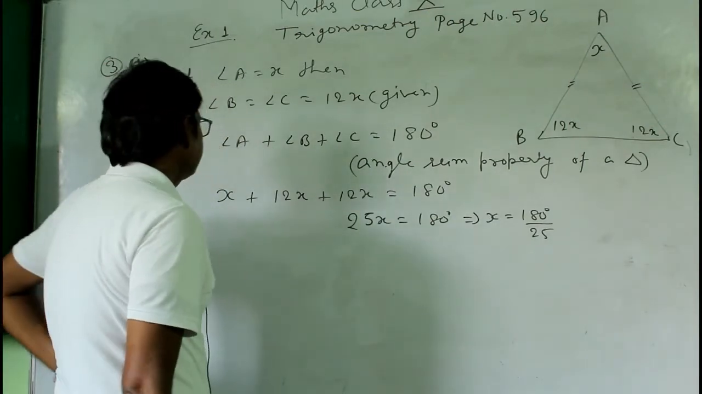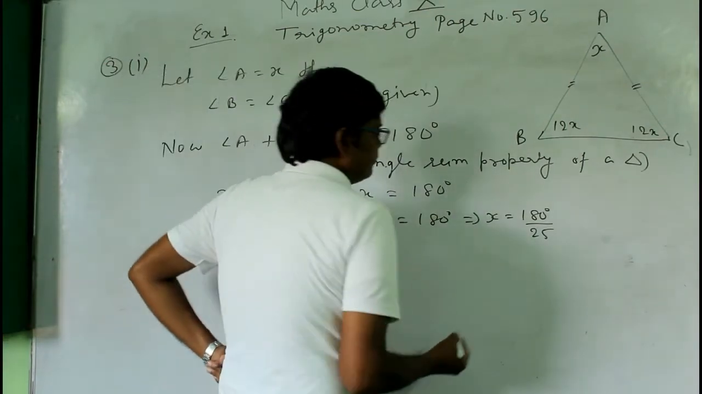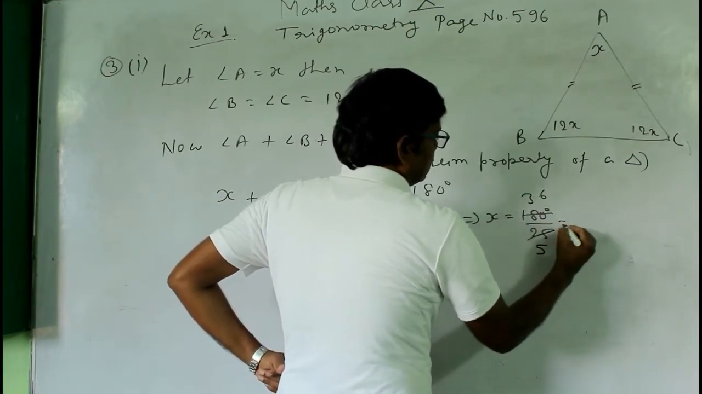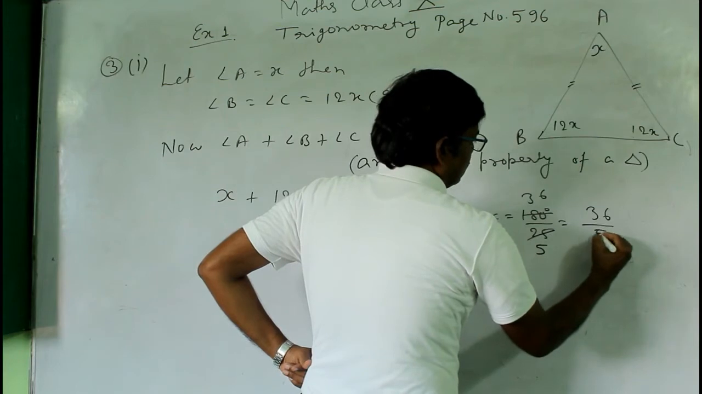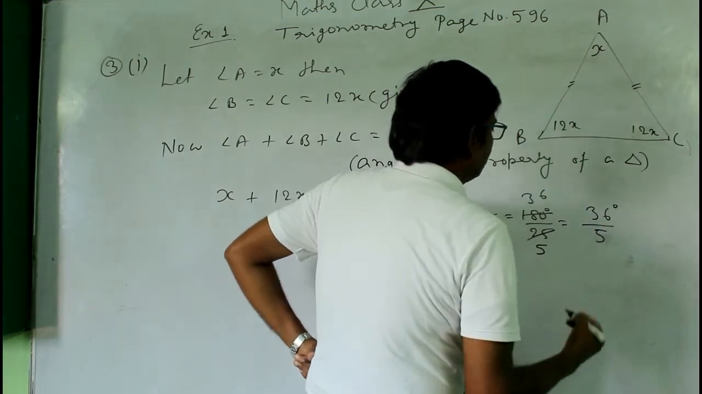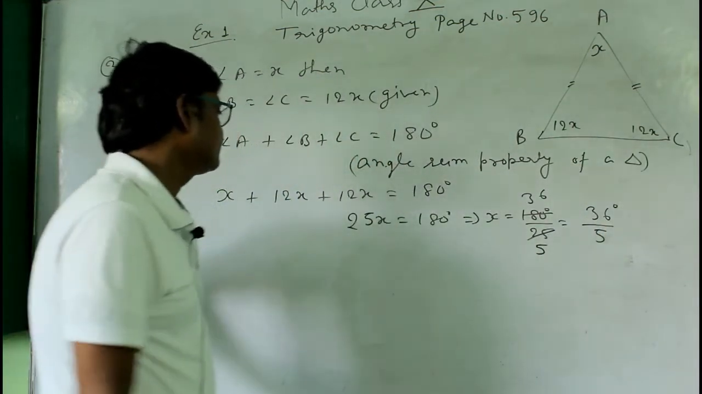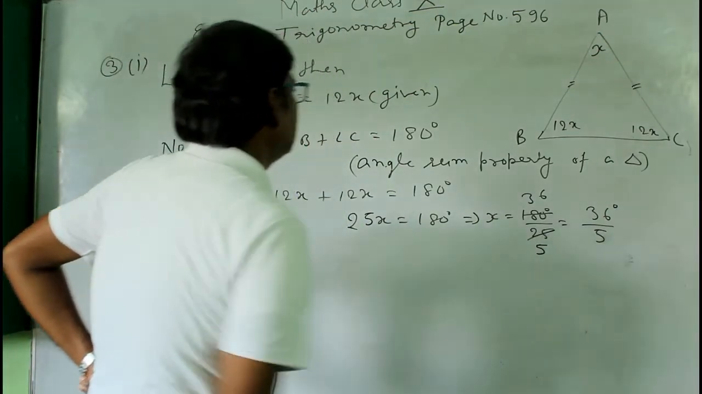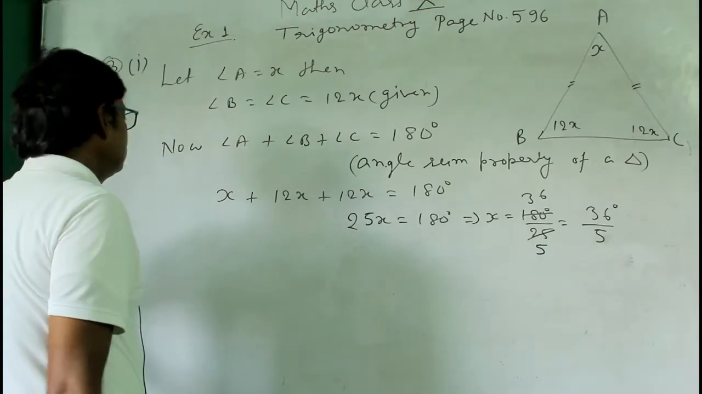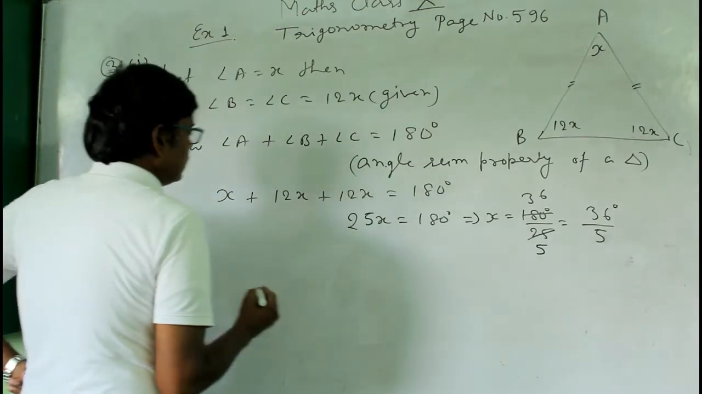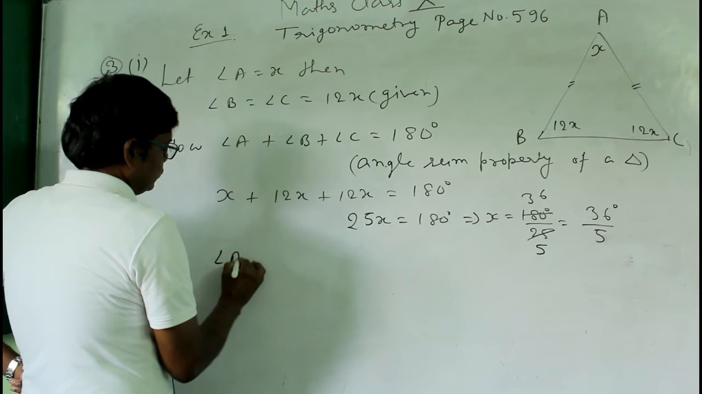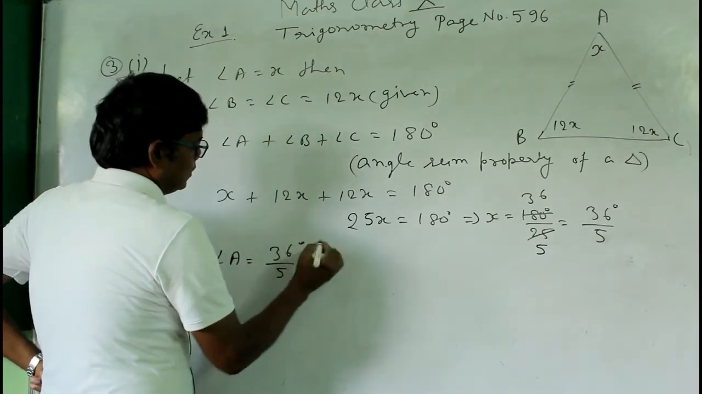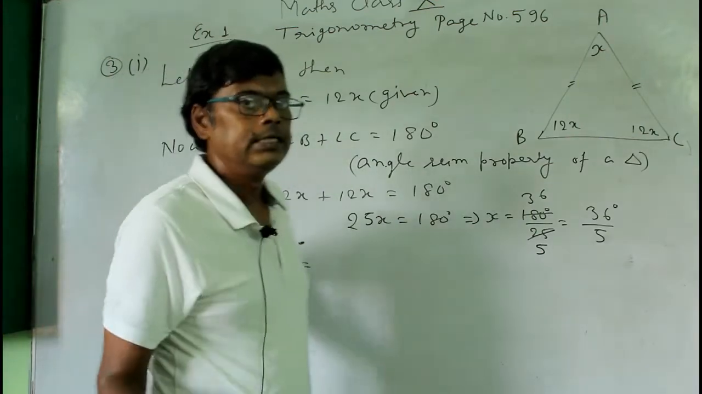So how much will it be? It is 5, and then here 36. That is 36 by 5 degrees. So here we can find angle A, angle B and angle C. Angle A is equal to 36 by 5 degrees. Now convert this into degrees and minutes.